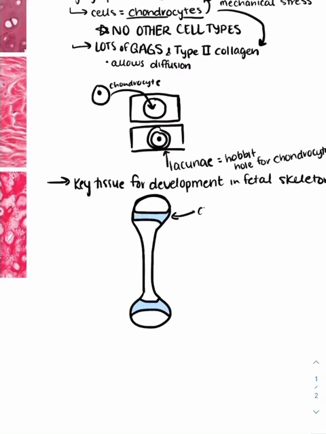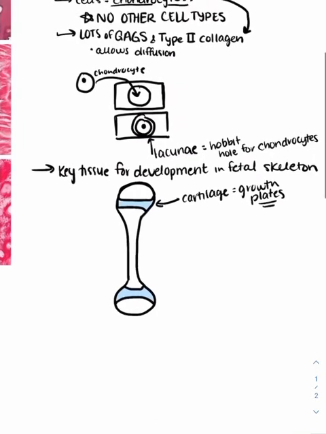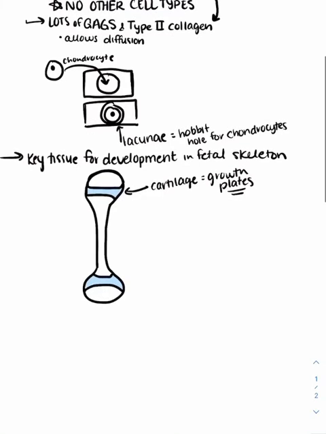It's going to be an area where we can have different types of growth. And when I'm saying growth, I mean an expansion of cartilage tissue, more chondrocytes. How are we going to get more chondrocytes? Hyaline cartilage, which is a type of cartilage we're going to talk about, is actually going to become bone when we think about growth plates in general.